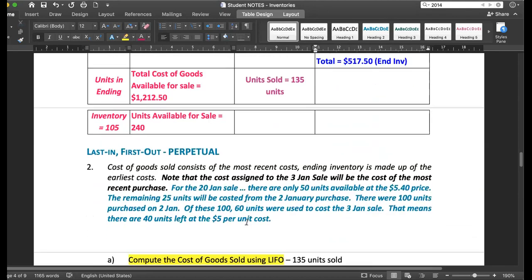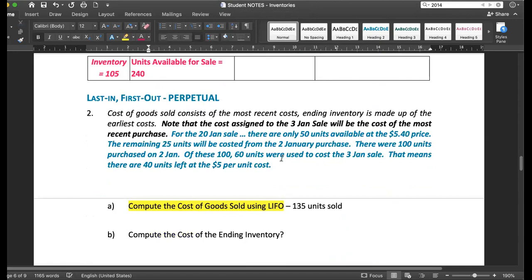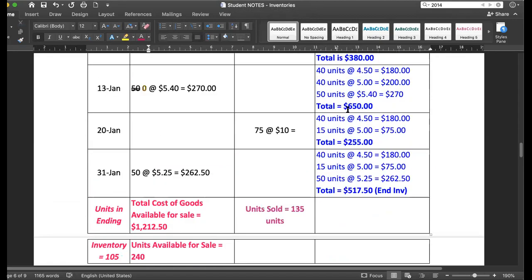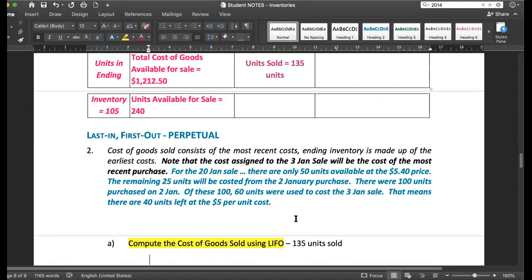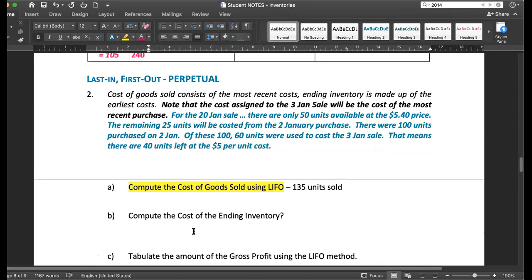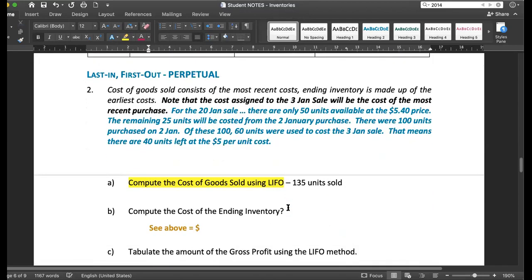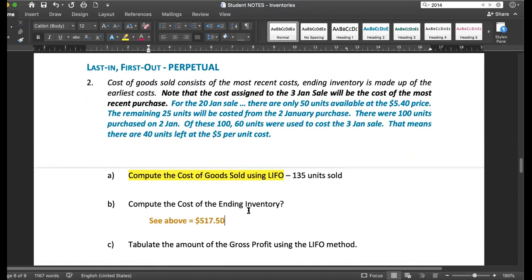So now what we're going to do is I've computed the cost of the ending inventory already. So let me just mark here. I'm going to say see above, and the amount is $517.50. Now, what is the cost of the goods sold using LIFO Perpetual?